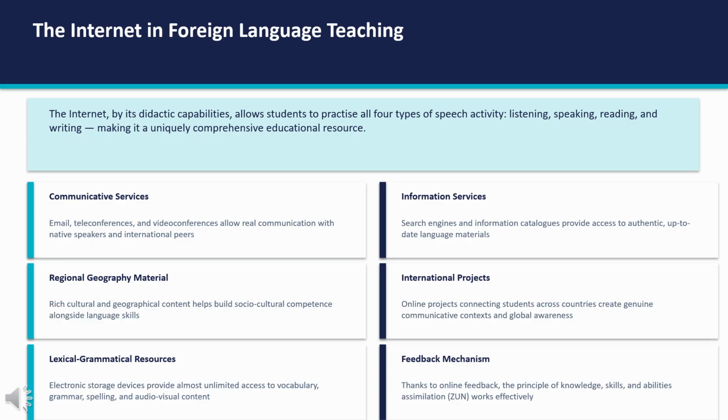The Internet occupies a particularly important place in foreign language teaching because, by its didactic capabilities, it allows students to practice all four types of speech activity: listening, speaking, reading, and writing. This makes it a uniquely comprehensive educational resource. In addition, the Internet provides access to communicative services, authentic information resources, regional geography material, international projects, lexical grammatical resources, and continuous feedback mechanisms. Consequently, it supports not only language acquisition in the narrow sense, but also the broader development of communicative and socio-cultural competence.